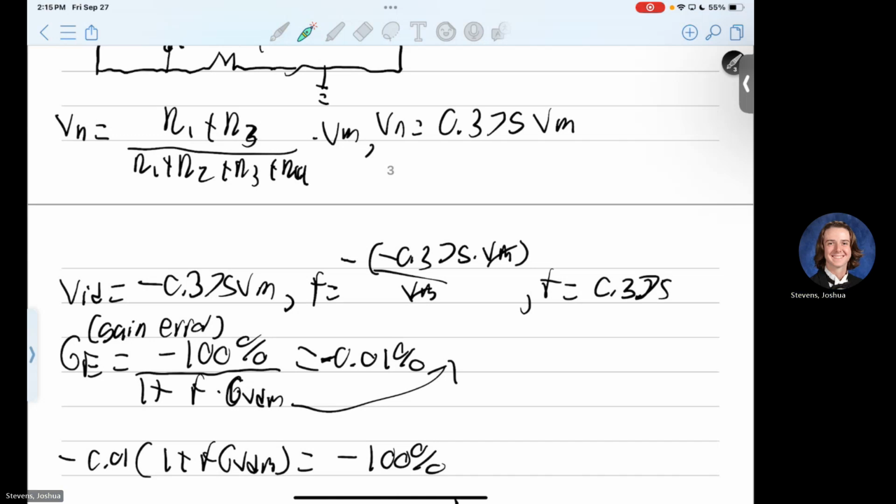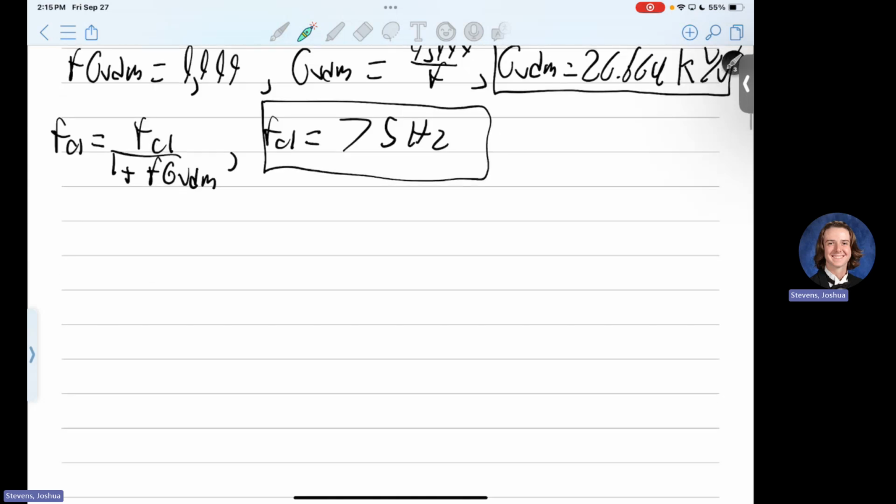For non-inverting, your gain would be 1 plus R2 over R1. That's for your non-inverting. So if you have that gain, everything else kind of works the same.